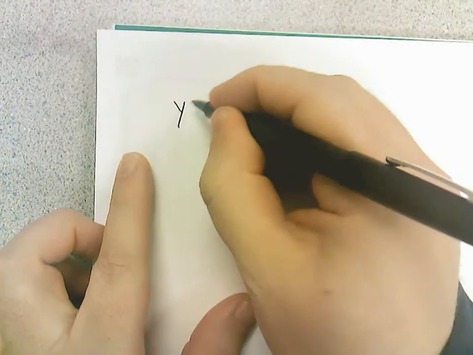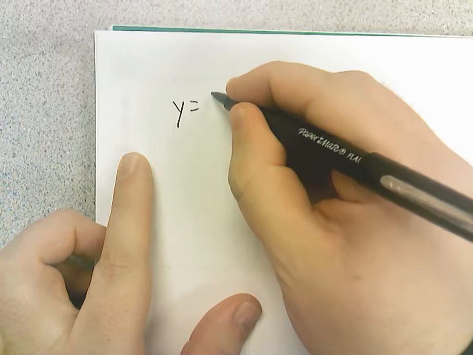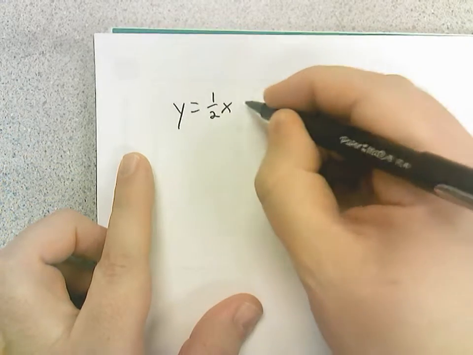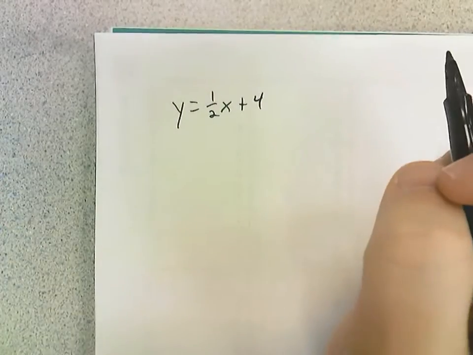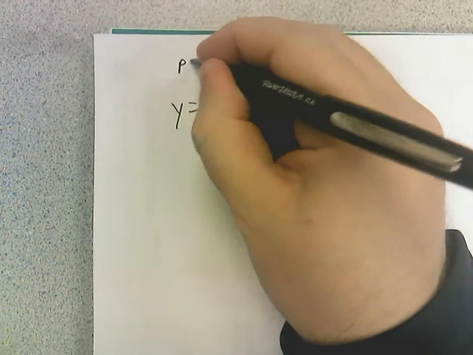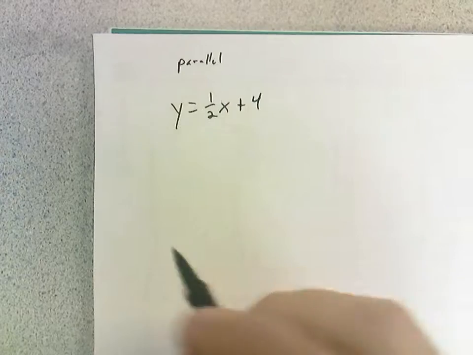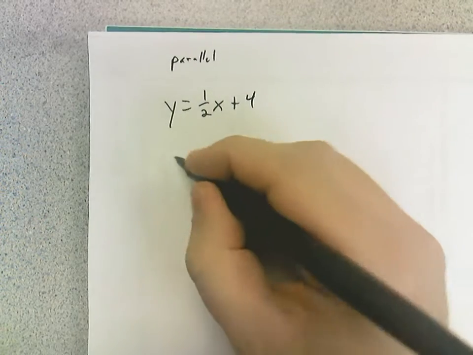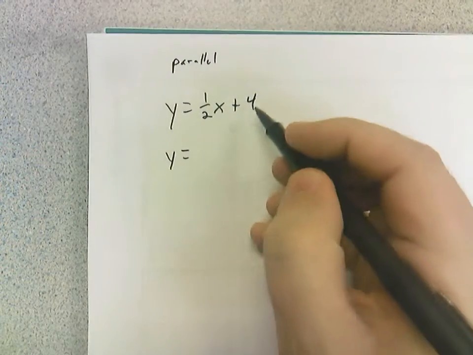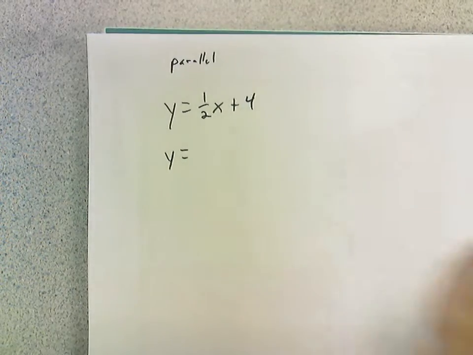Now, let's talk about what happens if we just want to write an equation that is parallel or perpendicular. So, let's say I am given y is equal to 1 over 2x plus 4, and I want to write a line that is parallel to that. Okay, so parallel. Again, the slope would be the same. In order for it to be parallel, we just have to change the y-intercept.